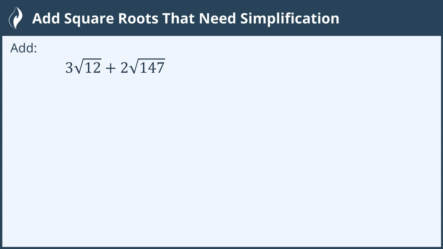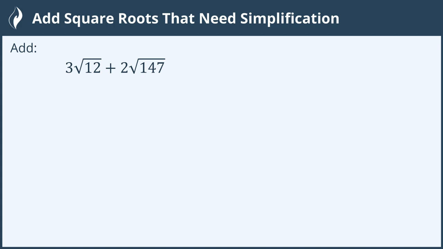Okay, so since they're not perfect squares, what I'm going to do next is break them down, because as they are right now, you cannot do anything with them. You can't add them, because in order to add roots, you have to have the same number underneath the square root symbol, and 12 and 147 is not the same number. So let's break this down a little bit.